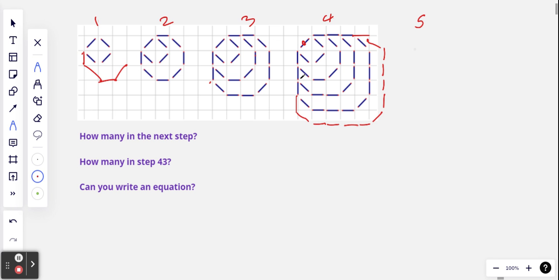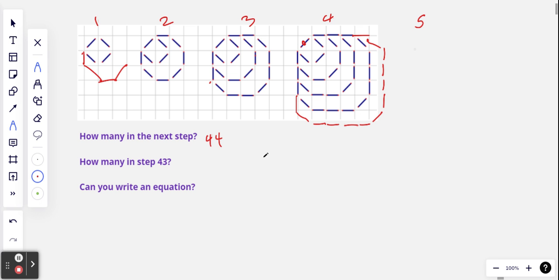1, 2, 3, 4, 5, 6, 7, 8, 9, 10, 11, 12, 13, 14, 15, 16, 17, 18, 19, 20. I'm going to start with the smallest one and work out. 21, 22, 23, 24, 25, 26, 27, 28, 29, 30, 31, 32, 33, 34, 35, 36, 37, 38, 39, 40, 41, 42, 43, 44. So I think I'm getting 44 line segments for step 5.